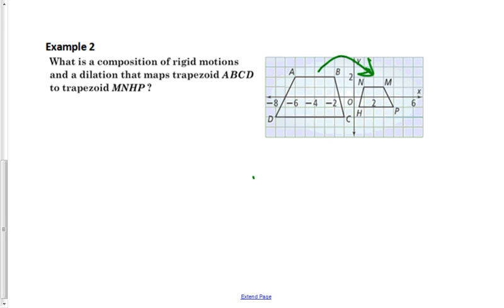So what's happening? You can tell it's getting smaller, so it's going to have to be some sort of a dilation. And I can tell just by looking at a side that it's going to be half the size, because this side is 4 and this side is 2. So I know it's going to be a dilation of 0.5, based on the origin. So let's see what we would have to do first. That could be first.